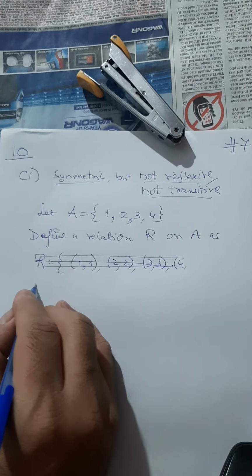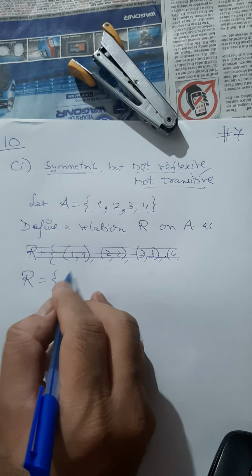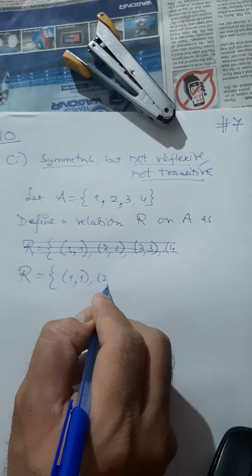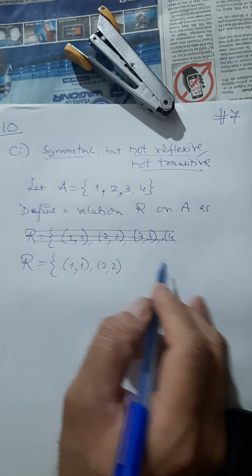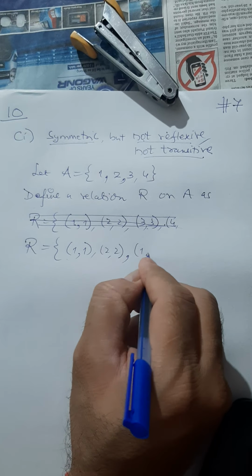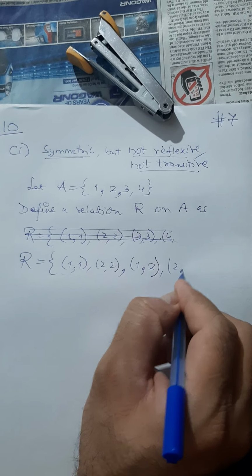So here relation should not be reflexive. So all this should not be present. So just I'll take 1, 1 and 2, 2. I'll not take 3, 3 and 4, 4. So it's not reflexive. Now I'll put 1, 2. I want symmetric, so I need to put 2, 1.